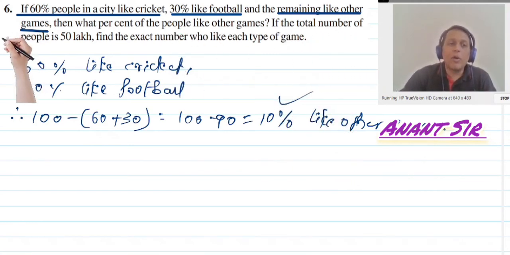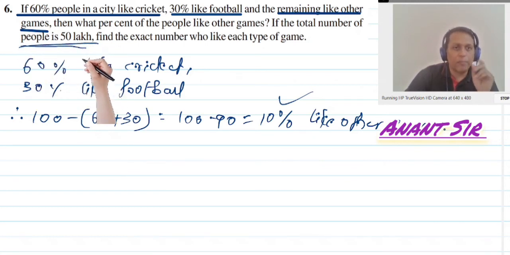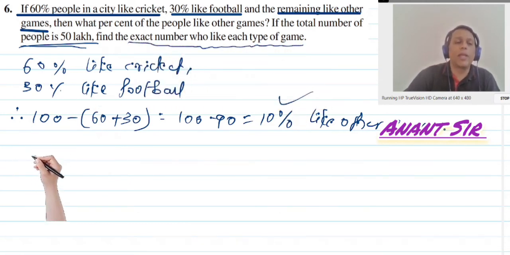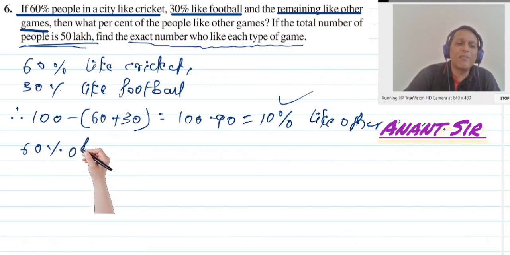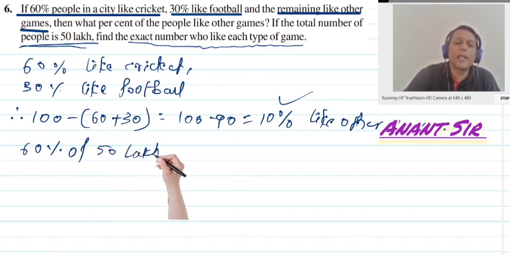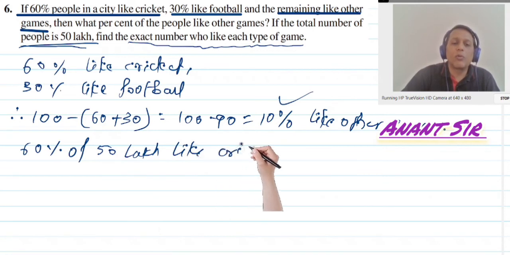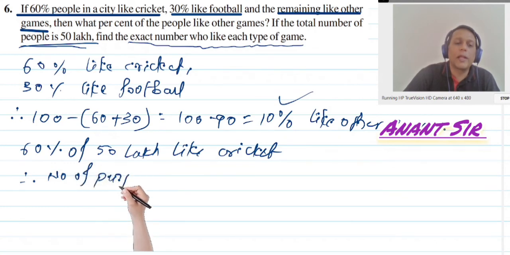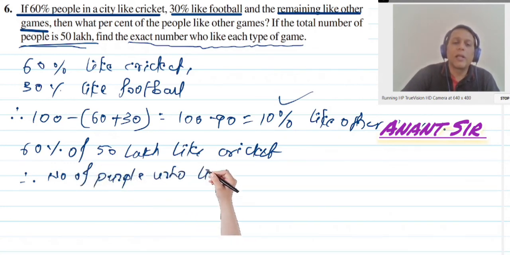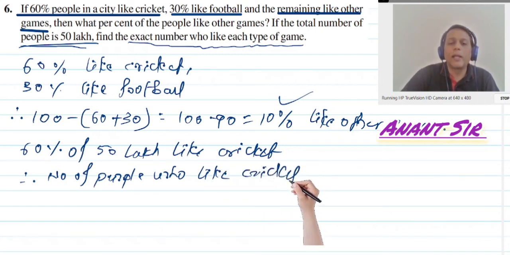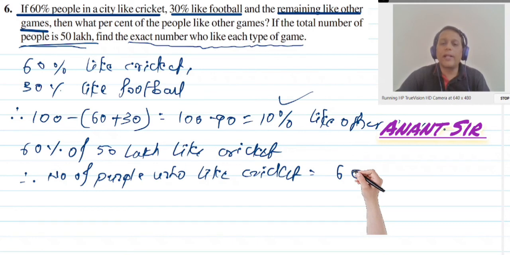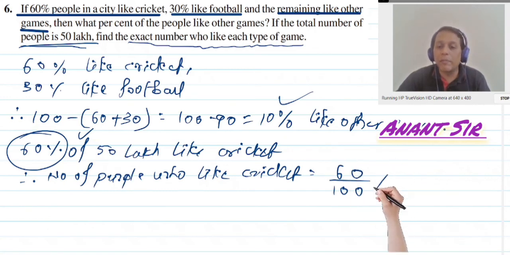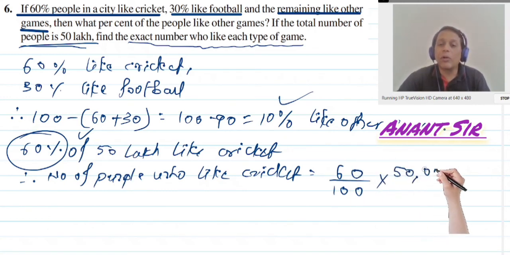Now, if the total number of people is 50 lakh, okay, in the city total people are 50 lakh. Find the exact number who like each type of game. Okay, that's very easy. 60% of 50 lakh like cricket, correct? So I am going to find the number of people who like cricket. 60%. So how will you write it? Percent is out of 100. 60% of means multiply by 50 lakhs. I am going to write 50 lakhs here now.